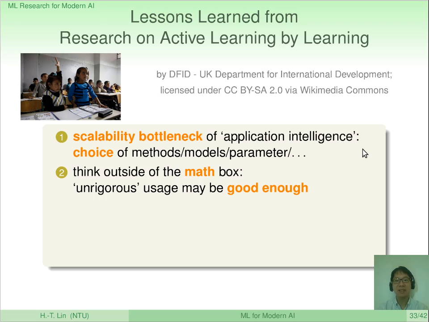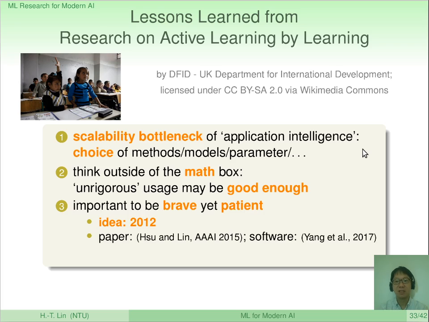Sometimes unrigorous usage may be good enough to design an algorithm that works. And I had this idea very early in 2012, but at that time, none of my students believed me. And I let this idea wait for a few years until some student was brave enough to try that, and then we succeeded and developed the package. Sometimes good ideas deserve patiently waiting.